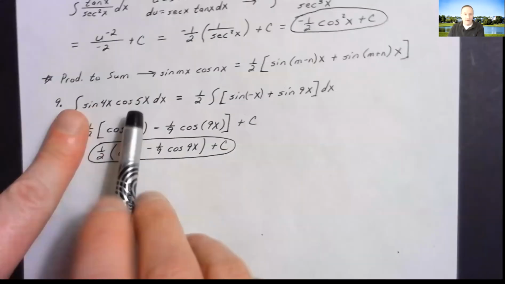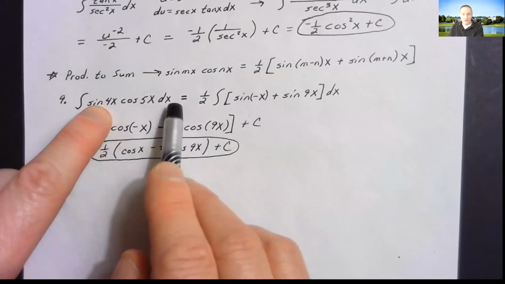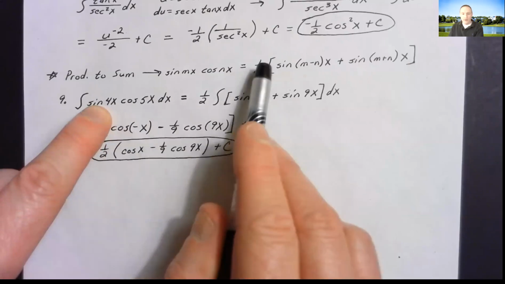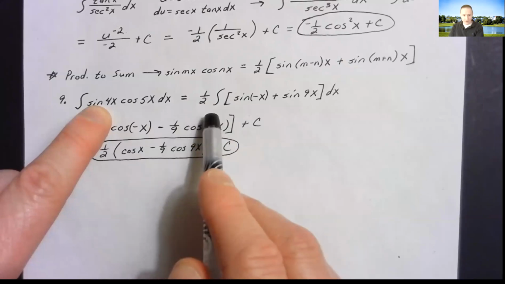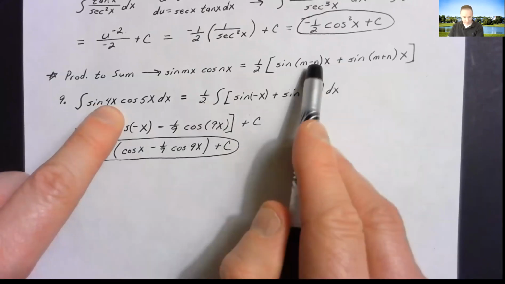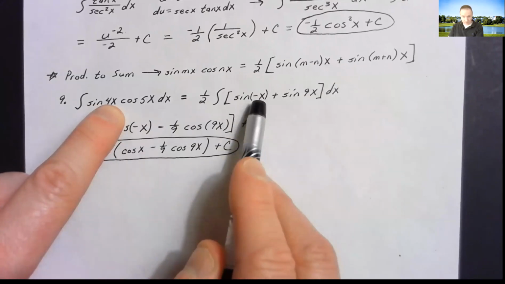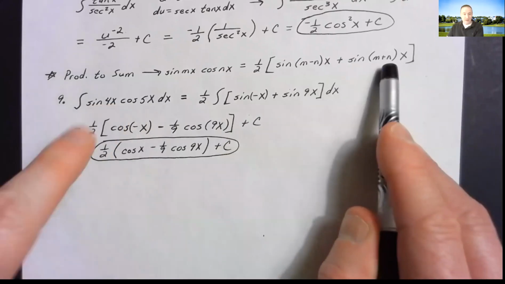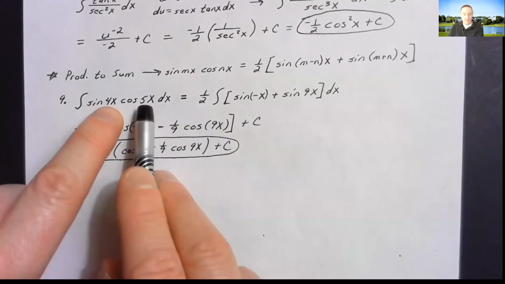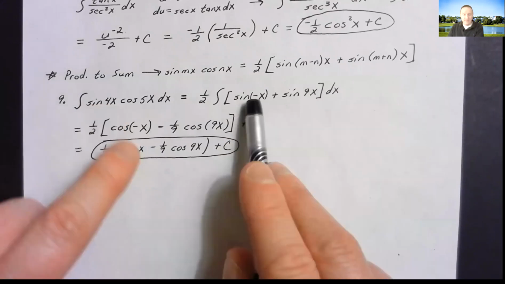Let's see that down here. So if I have the sine of 4x times the cosine of 5x integrated with respect to x, I just say, well, all right, this 1/2 I can bring out in front of my integral and then say it's the integral of the sine of the difference of the angles, 4x minus 5x would be negative x, plus the sine of the sum of the angles, 4x plus 5x for 9x. And then each of these are extremely easy to integrate.